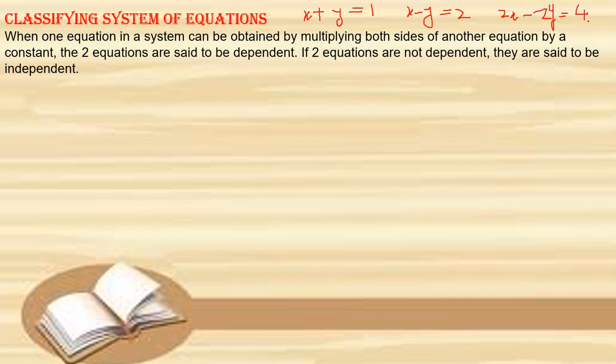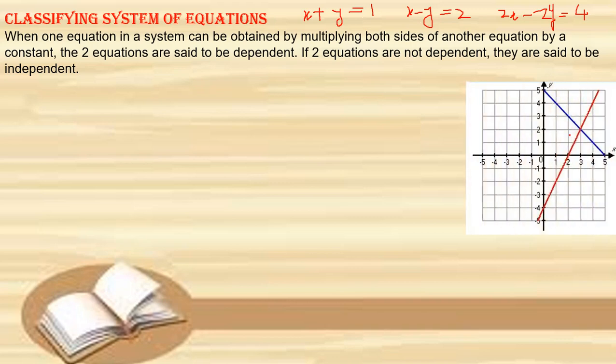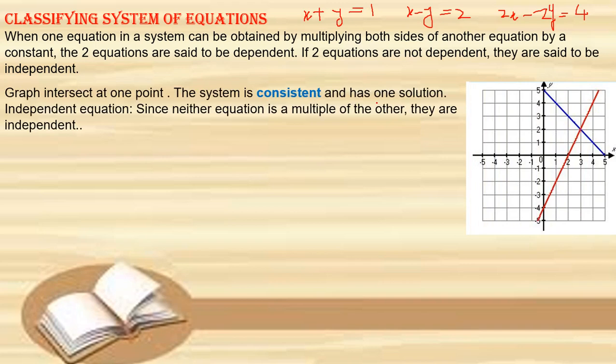As in the first graph, we understood that the equation lines intersect at a point. That means there is a solution, or we can say if the equation lines have a solution, they are known as consistent. And also here they are independent, as there is no constant by which we can multiply the first equation to get the second equation.